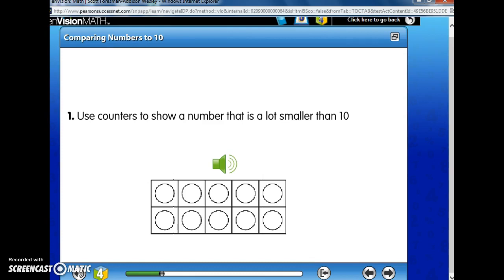I want you to color in some counters that are a lot smaller than 10. So fill in a couple counters, a number that is a lot smaller than 10. So are you going to color a 9? No, because that's not a lot smaller than 10. That's only a little smaller than 10. Okay, stop calling out and let's do your work.